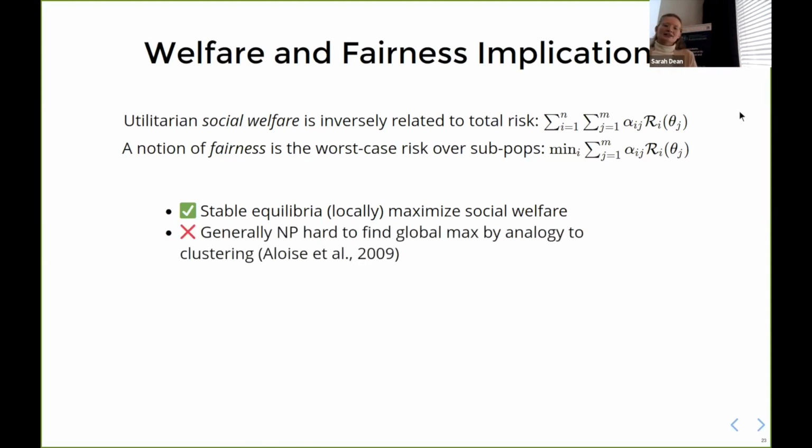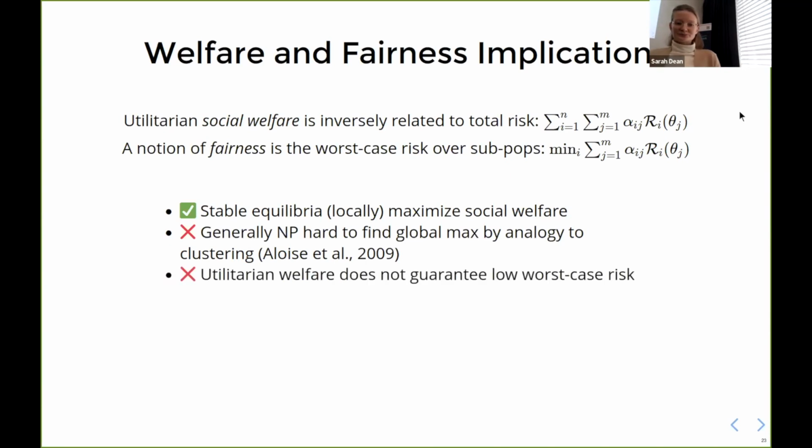But one bad thing is that it's not necessarily the global max, and in general, it's actually NP hard to find this global max. Actually, we can see this by making an analogy between these dynamics, which we think might arise in reality, and clustering algorithms, which follow kind of a k-means clustering, would follow very similar dynamics. And we know that problem to be NP hard.